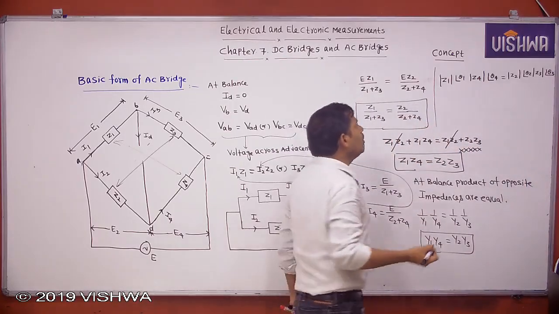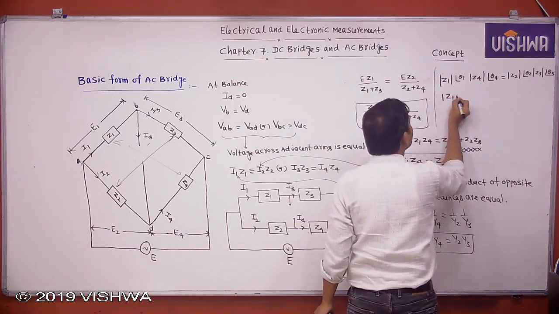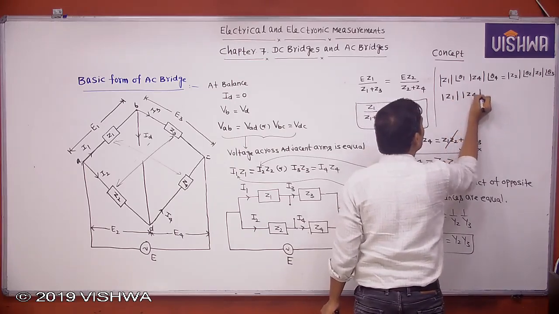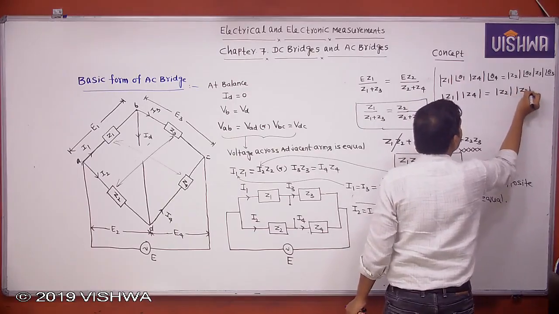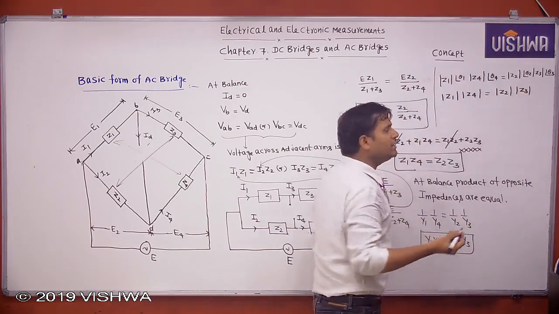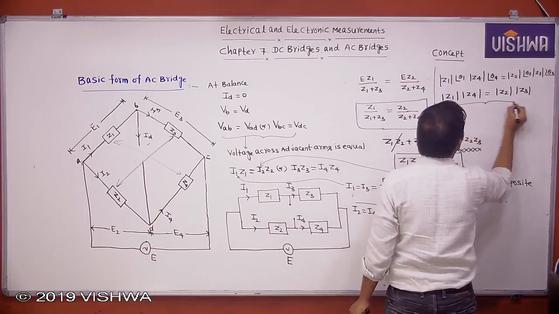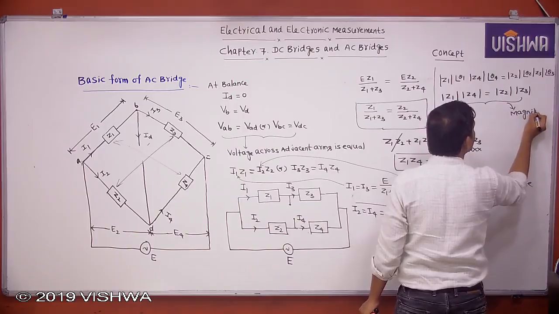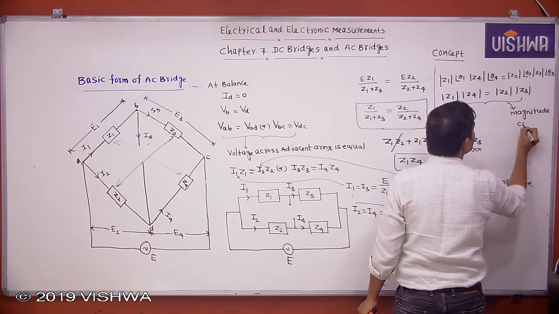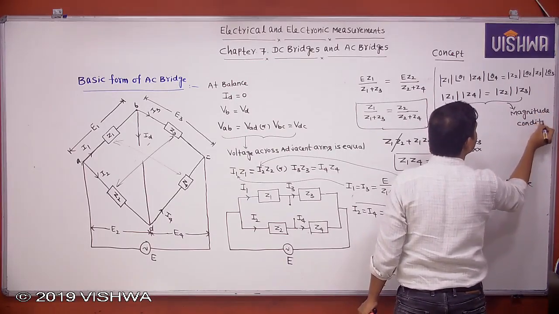Okay. Now one condition is modulus of Z1 into modulus of Z4 equal to modulus of Z2 into modulus of Z3. This is one condition. This condition is called the magnitude condition.